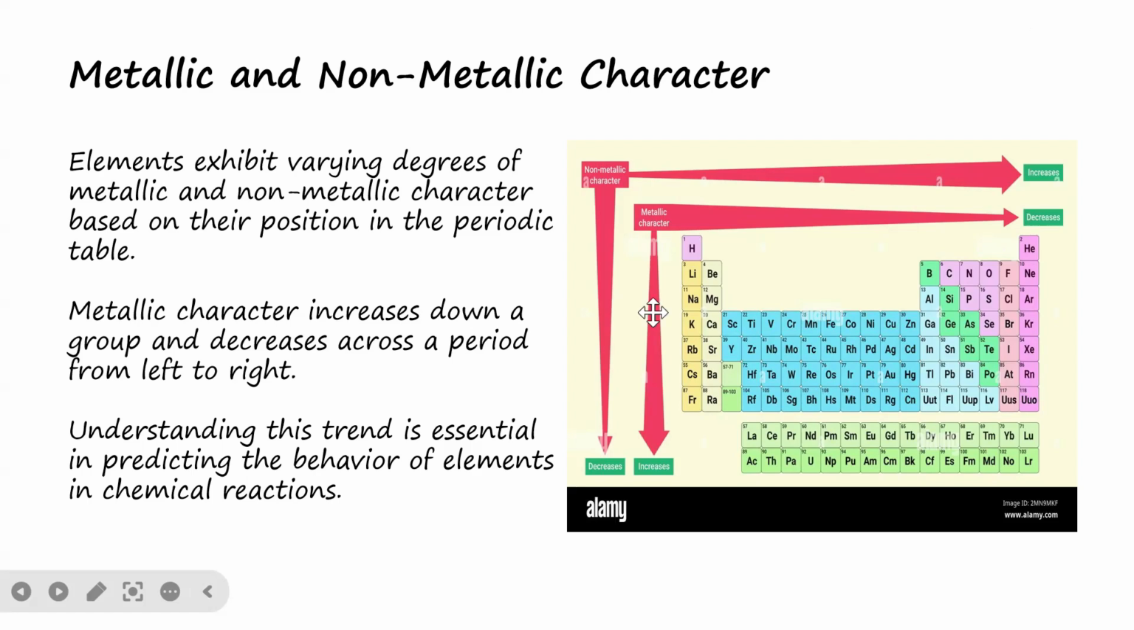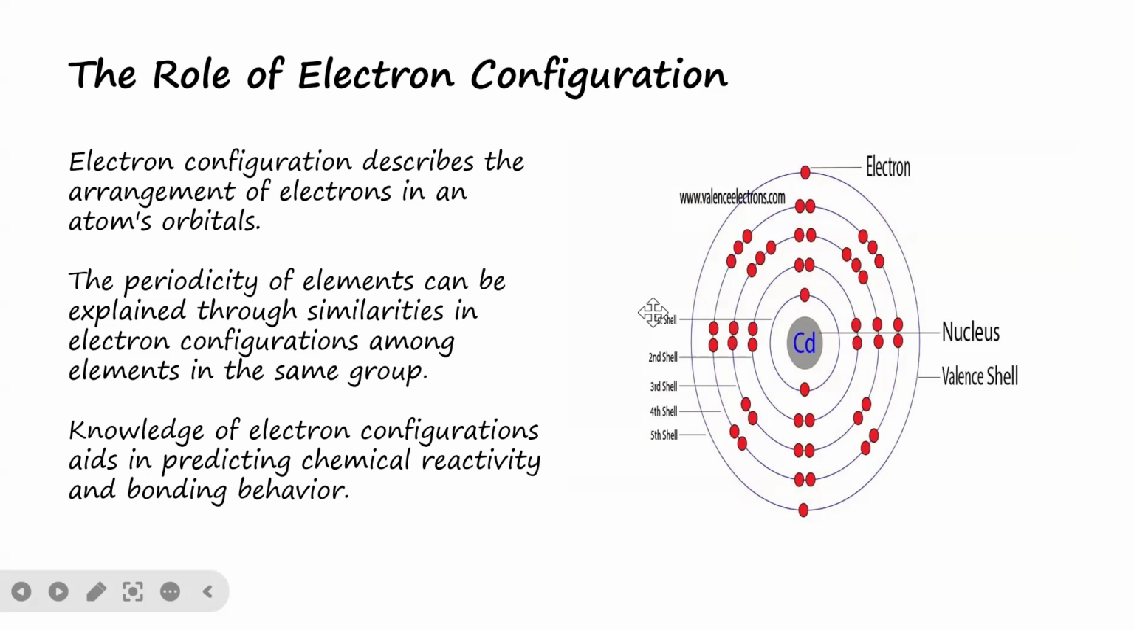So ladies and gentlemen, without wasting much of our time, let's look at the role of electronic configuration. Electronic configuration describes the arrangement of electrons in atomic orbitals. The periodicity of elements can be explained through similarities in electronic configuration among elements in the same group. That is why we say elements that have the same number of electrons in their outermost shell belong to the same group, and those that have the same number of shells are in the same period. Knowledge of electronic configuration aids in predicting chemical reactivity and bonding behavior.